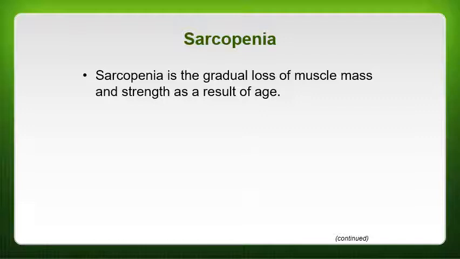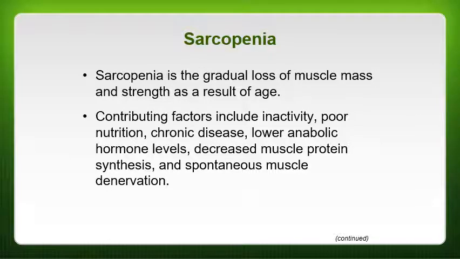It's important to note that we have an aging population, as we've already discussed. Because of advances in medicine, people have been able to live longer. That could possibly set the person up for prolonged loss of muscle mass if they're not staying active. So here are your contributing factors: inactivity, poor nutrition, chronic disease, lower anabolic hormone levels, decreased protein synthesis, and spontaneous muscle denervation.